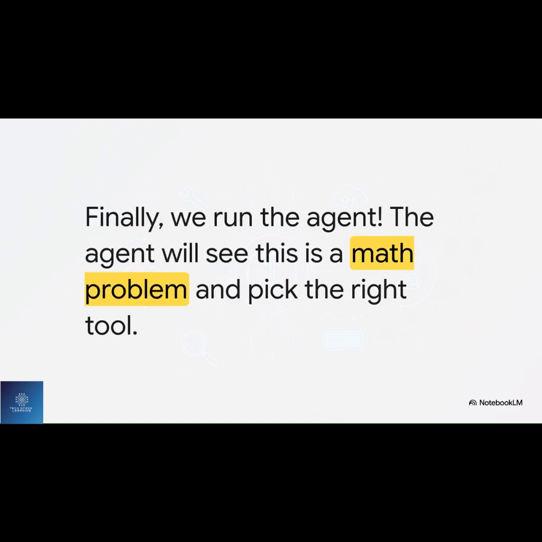And finally, the moment of truth. Let's run it. We just pass a simple question to our agent's run method. What is 45 times 12? Now, since this is clearly a math problem, our agent should know exactly which one of its new tools to grab. Let's see what happens.